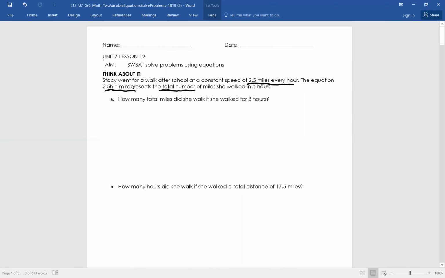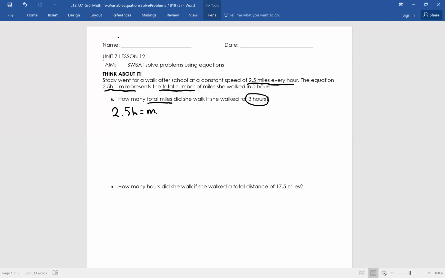First question, how many total miles did she walk if she walked for 3 hours? So first thing we need to do is figure out what's given to us. Well, let me annotate it first. They want to know how many total miles, which means I'm looking for H or M. Seems like I'm looking for M, as she walked in 3 hours. Cool. I'm going to start off by writing down the equation. 2.5H equals M. And the variables are defined for me, where M equals the total amount of miles and H equals hours.